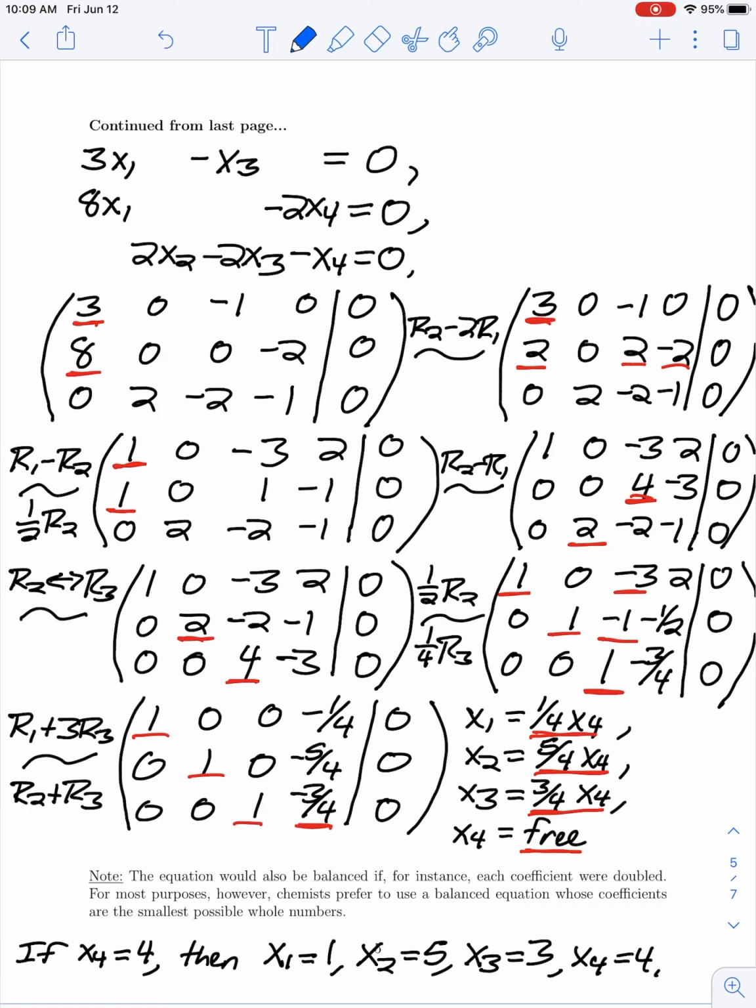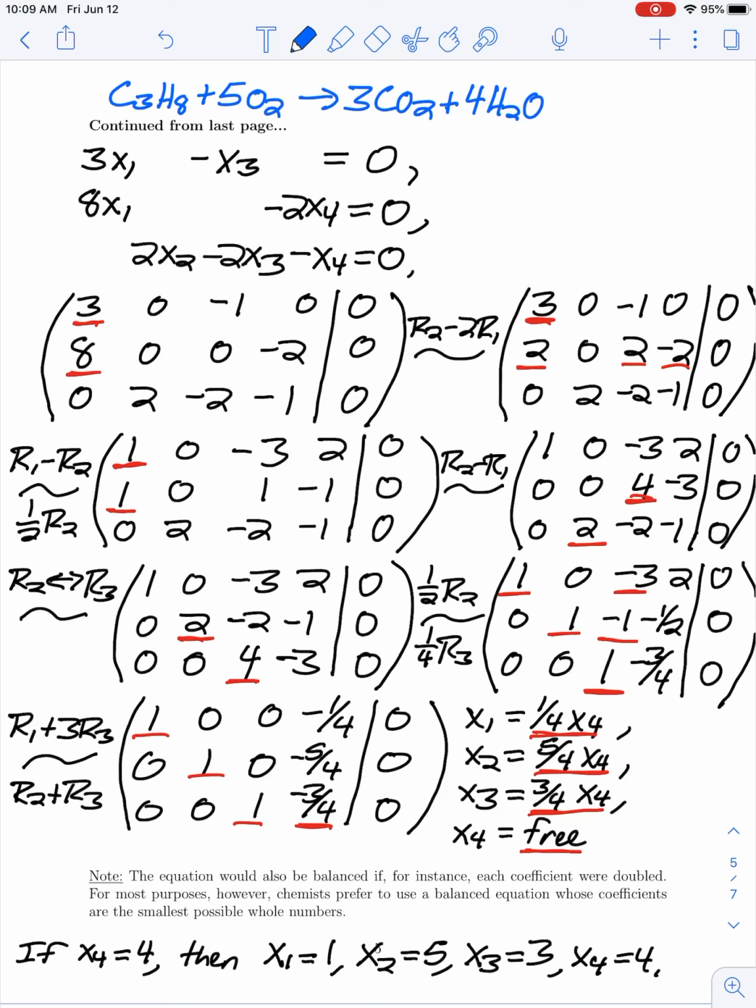So I would have one reactant of this propane, 1 C3H8, plus x2, which was 5 oxygen, reacts to form x3, which was 3 carbon dioxide, plus x4, which was chosen to be 4 water, H2O. So here we have balanced our equation.